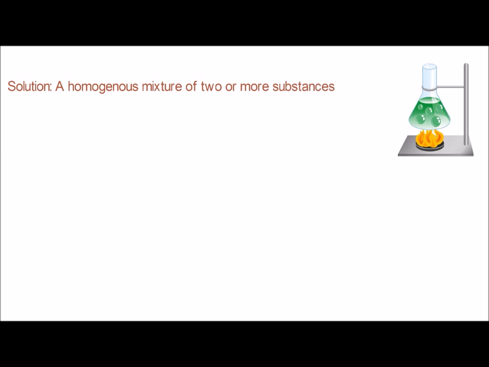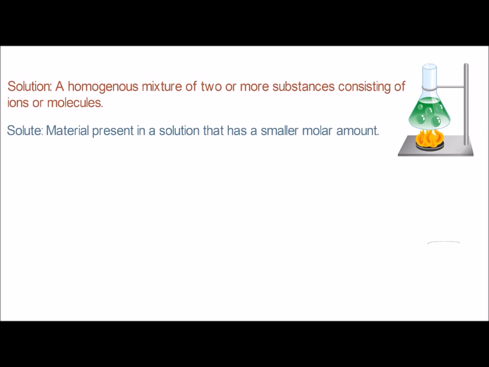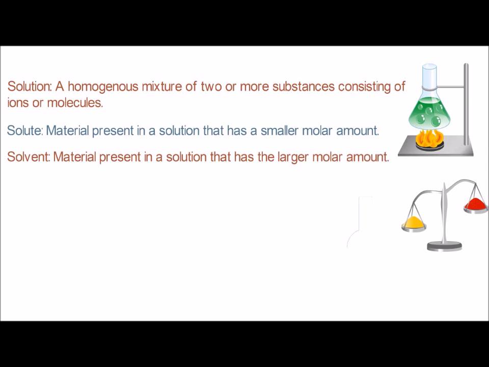Many of the chemical reactions we are interested in occur in solution. Chemical problems in laboratories use solutions and solution concentrations frequently, and it is important to learn solution terminology. A solution is a homogeneous mixture of two or more substances consisting of ions or molecules. A solute is the material present in a solution that has the smaller molar amount. A solvent is the material present in a solution that is the larger molar amount. Solubility refers to the maximum amount of solute that can be dissolved in a solvent at a given temperature.